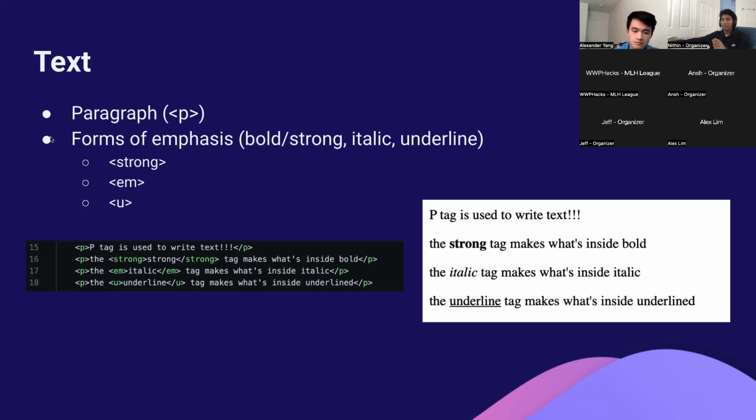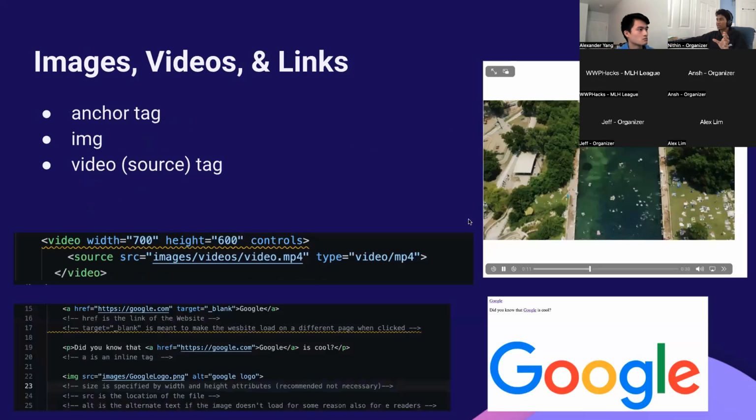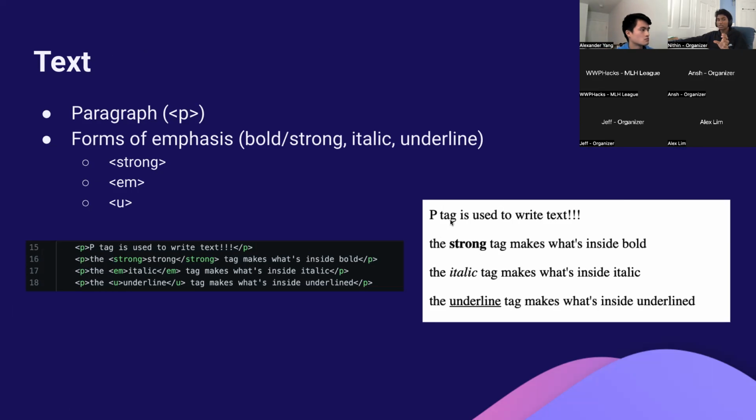Right. And some of the other formatting things that we have are strong, EM, and U. And strong makes your text, as you can see over here, bold, right? And EM makes your text italics, and U makes your text underlined.